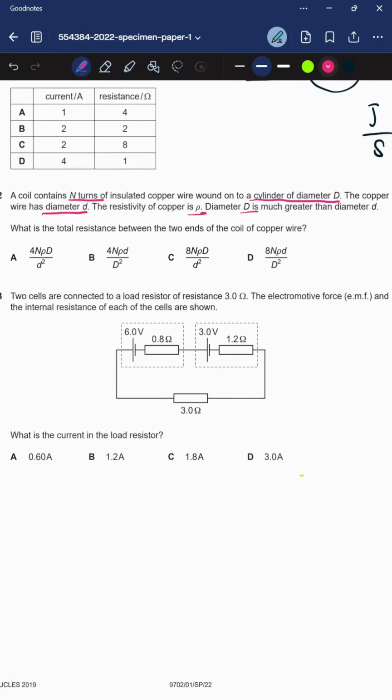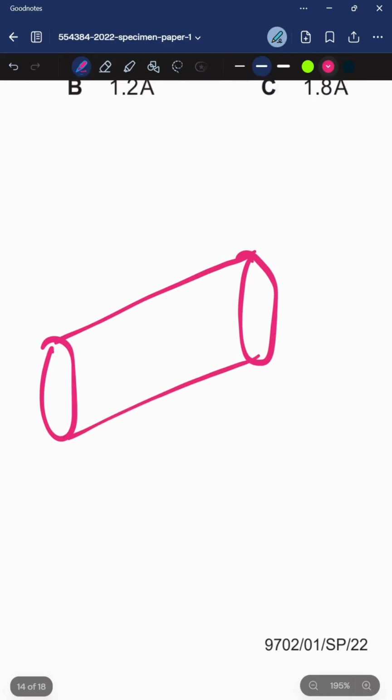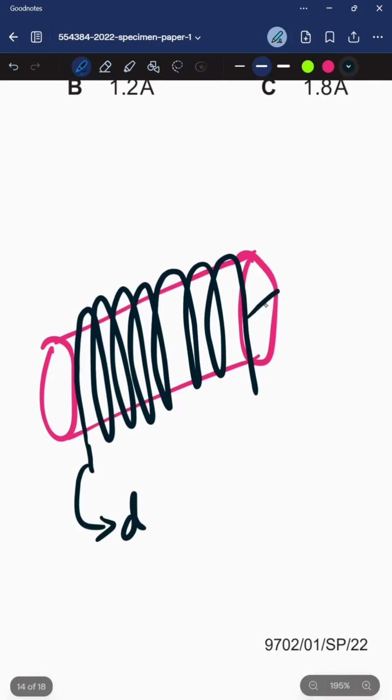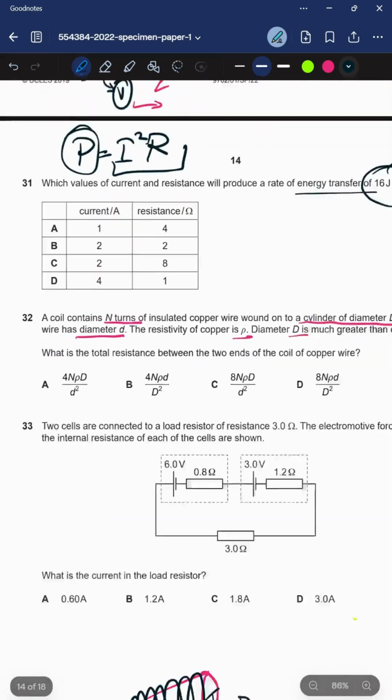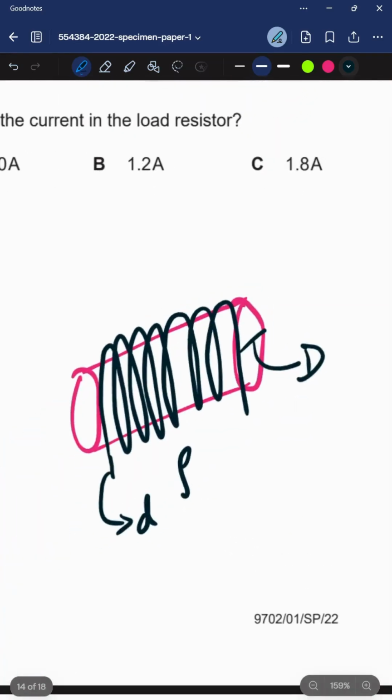And the situation is, if I draw it over here, imagine there's a cylindrical shaped object, and we have a wire of copper, and we've wound this copper wire on this cylindrical object. This wire has a diameter d, and the cylinder has diameter D. This copper has the resistivity rho, and what else do we have as information? We have n number of turns. One, two, so in total n number of turns.